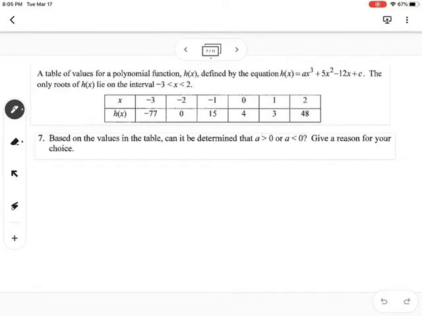I am now working on number 7. I have a new app, so this should only limit me to 3 minutes, so I might have to stop and then start again. But basically, based on the values, can it be determined that A is greater than 0 or A is less than 0?